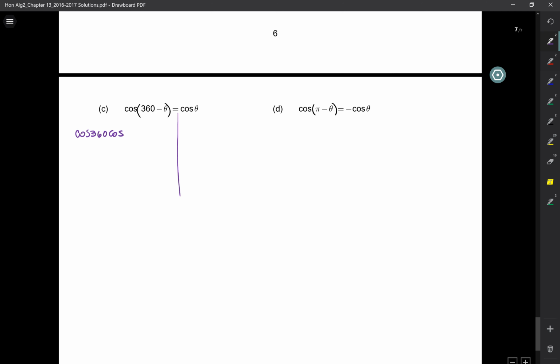Cosine, cosine, plus sine, sine. What's cosine of 360? 1 cosine of theta plus, what's sine of 360? 0. So we get cosine of theta. Okay? All right.